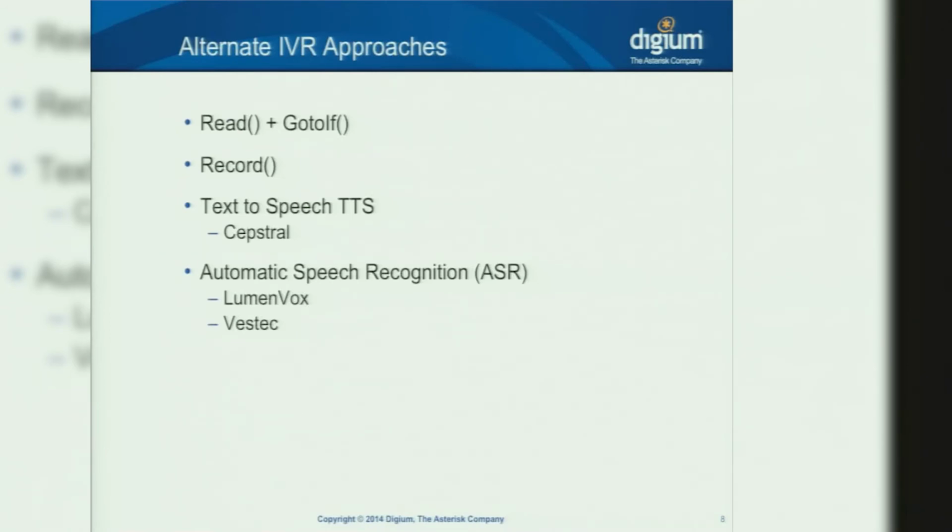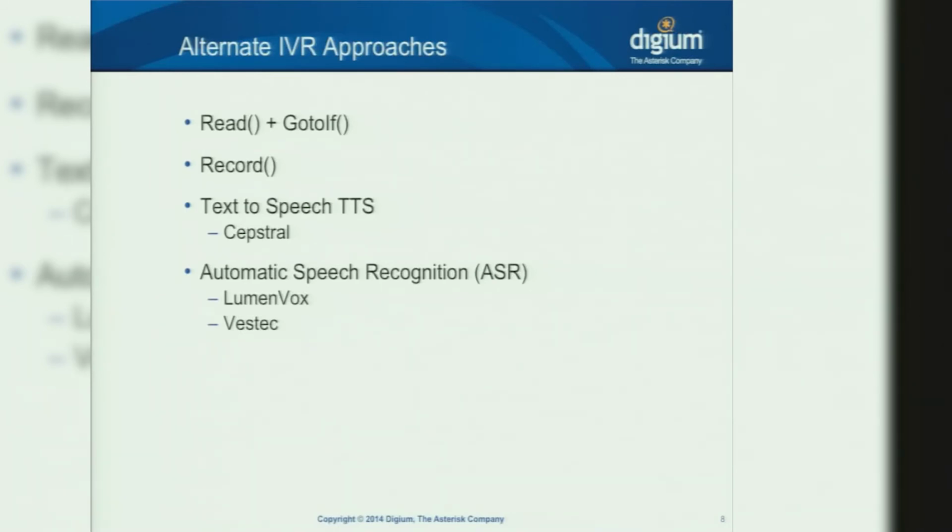So, some alternative approaches. This was very, very rudimentary. Use Background, listen for DTMF, use WaitExten to also listen for input or DTMF from the caller, and then route them to some extension I've written out. Another way to do this is using the Read application with GotoIf.